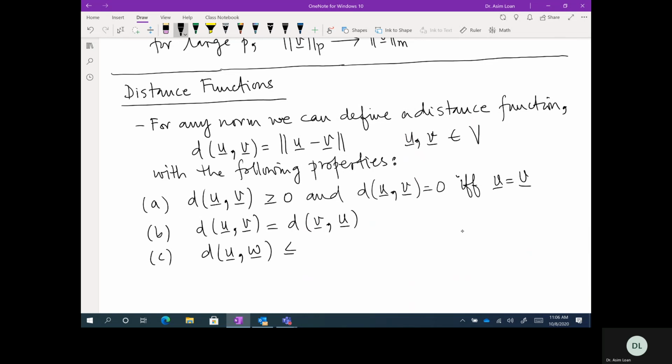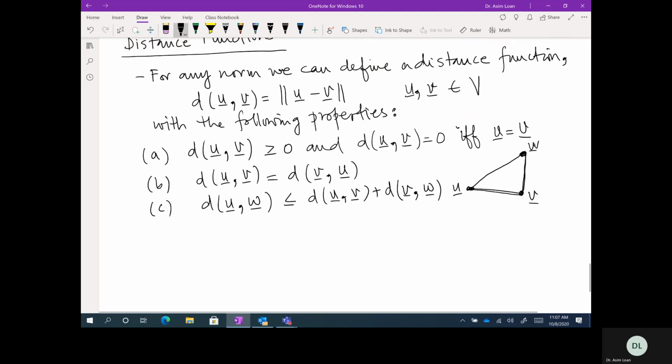d(u, w) is less than or equal to the path from here to here. So if this is u, this is w, this is v, obviously the distance between u and w is going to be less than the distance from here to here to here, which is d(u, v) plus, unless they are in the same straight line, d(v, w). This is the triangular inequality.